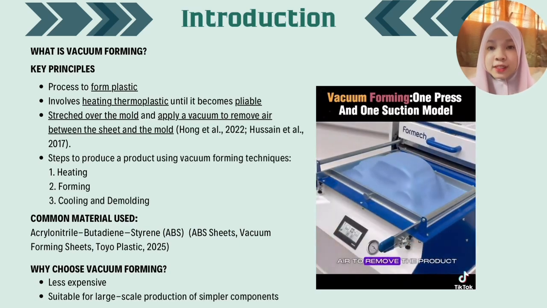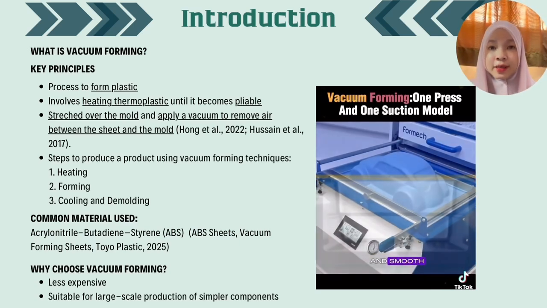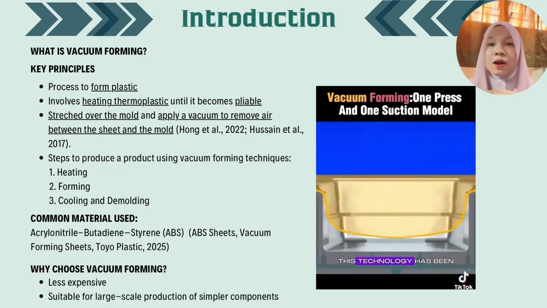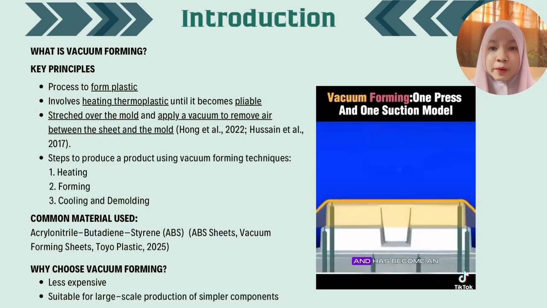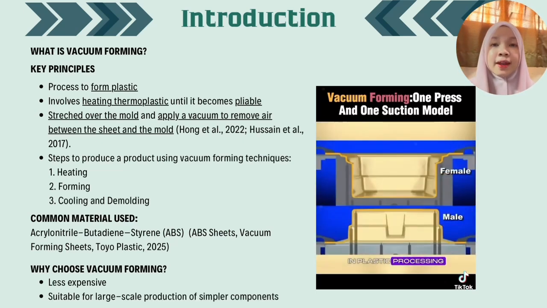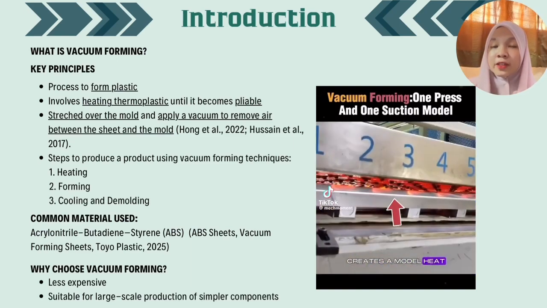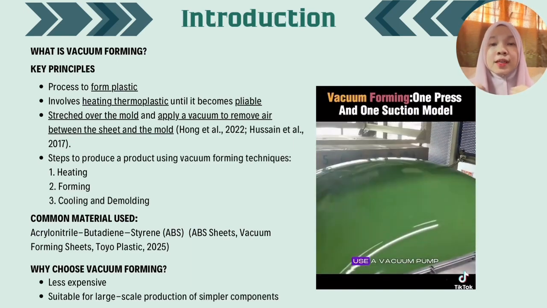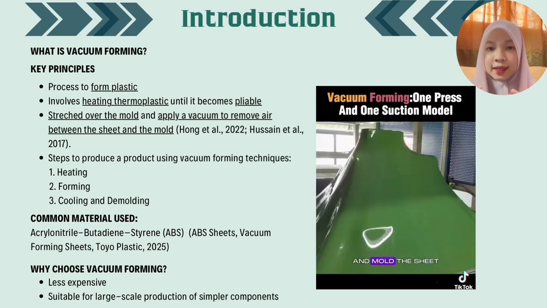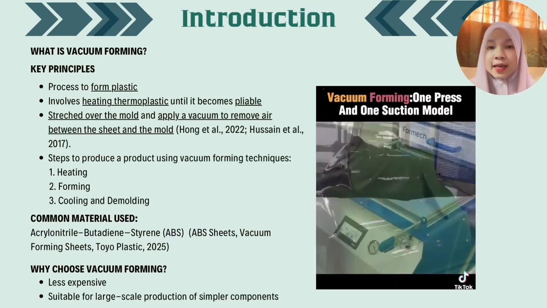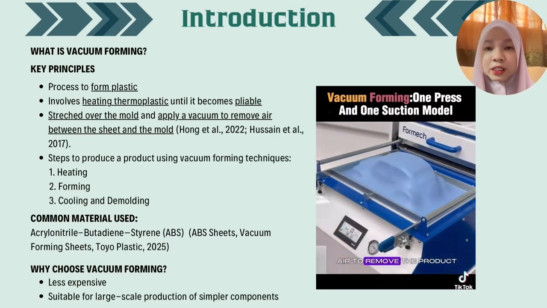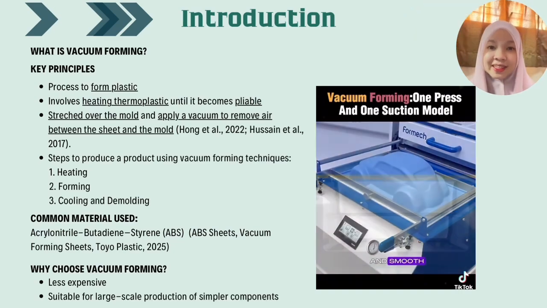A common material used in the vacuum forming process is ABS because of its properties: it has excellent formability, is easy to trim and has various grades. Most manufacturers use vacuum forming because they can lower the production cost, and it is suitable for large scale production of simpler components like plastic cups.